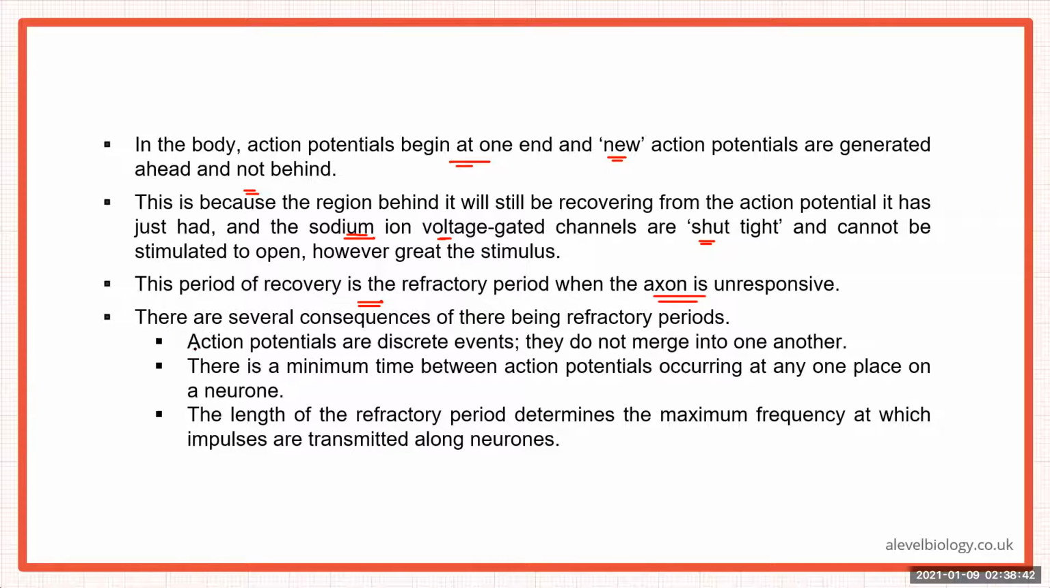As we just discussed, action potentials are discrete events. Remember, they do not merge. And then we discussed the time also. There's a very minimum time between two action potentials occurring at any one place. Remember, time is in milliseconds. And the length of the refractory period determines the maximum frequency at which the impulses are transmitted along the neurons. So these are the consequences of why there is a refractory period.